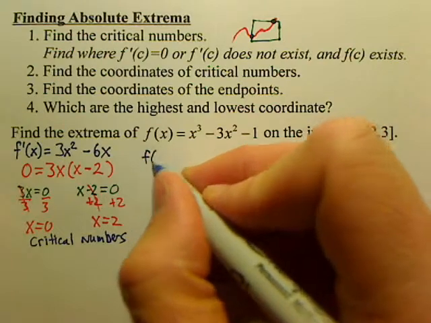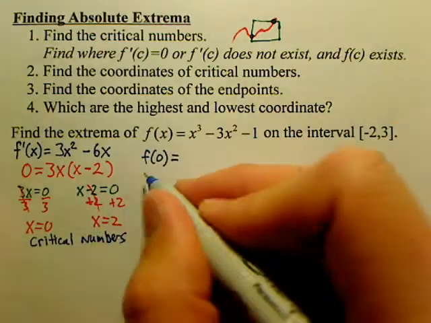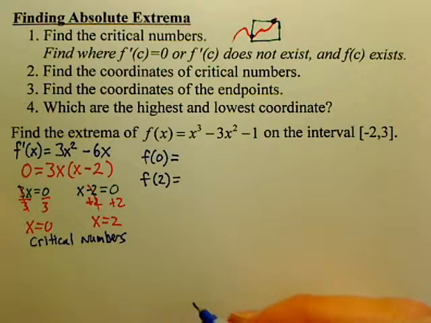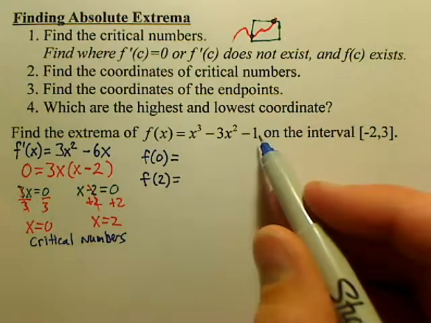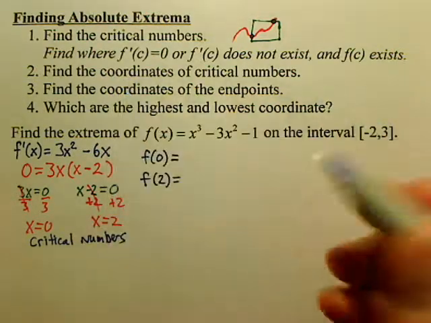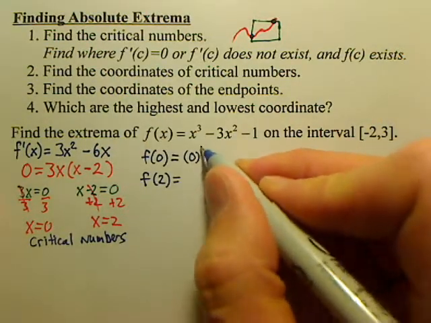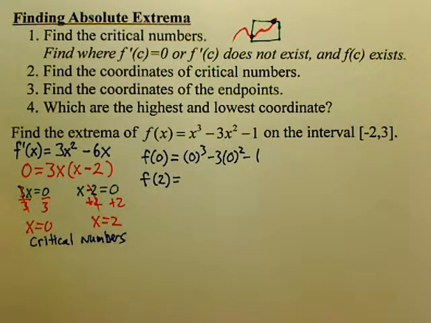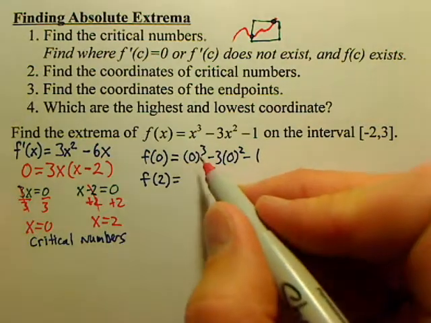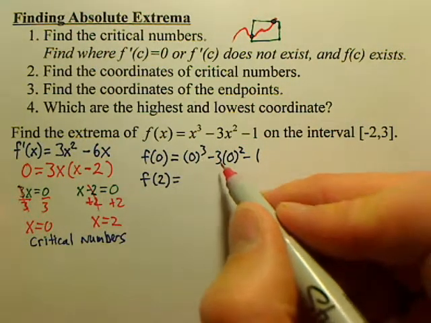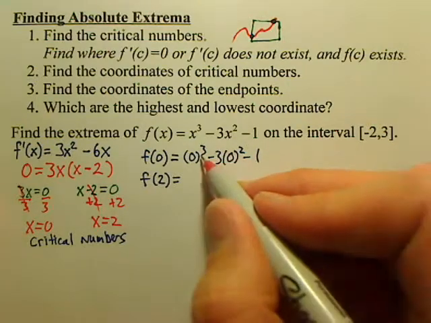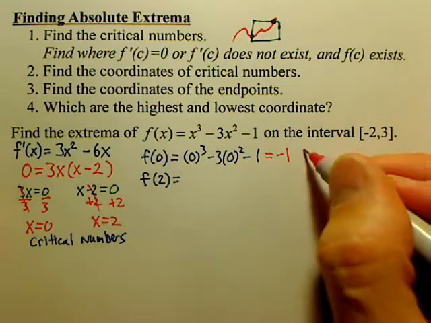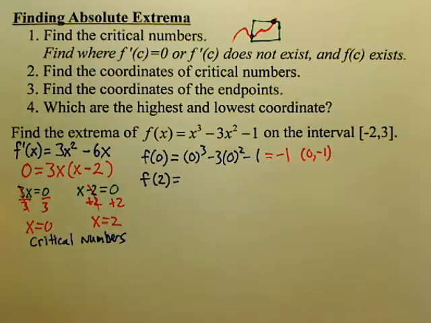So let's do f of 0. Okay, and we're going to do f of 2. So we're going to plug each critical number into the original function and see what the output is. That'll be the coordinate. So we have 0 cubed minus 3 times 0 squared minus 1. All right, what is that going to be? Well, I love zeros. 0 cubed, 0. 0 squared, 0 times 0. Oh, equals 0, and that equals -1. So that would be a coordinate of 0, -1.